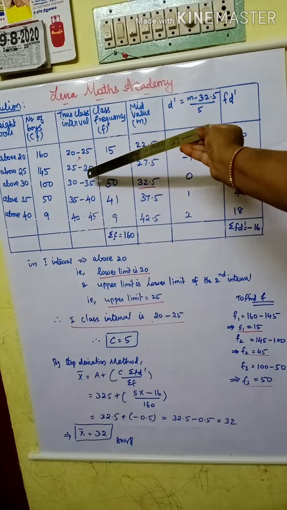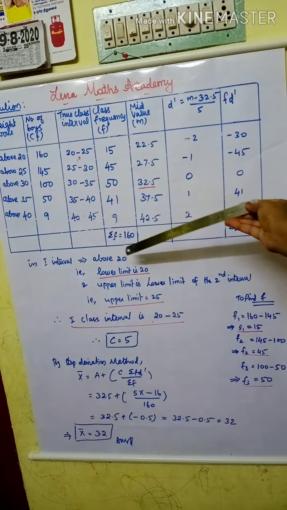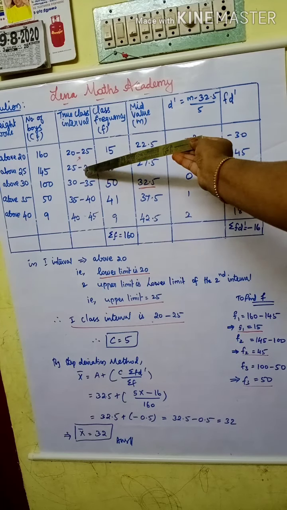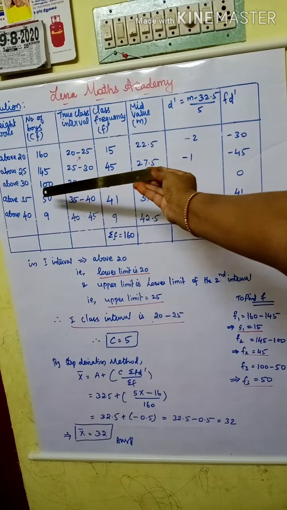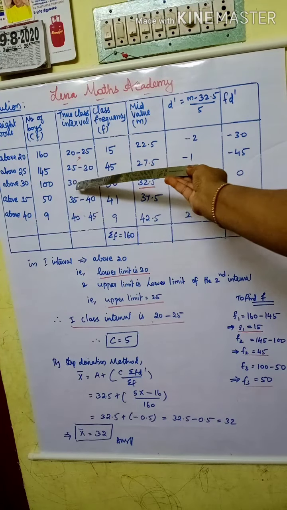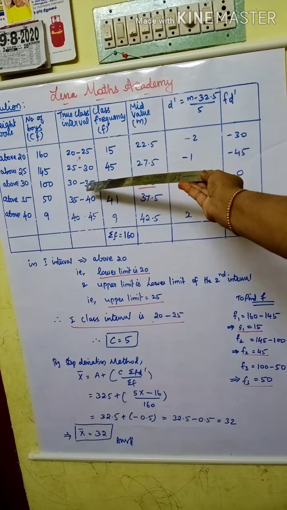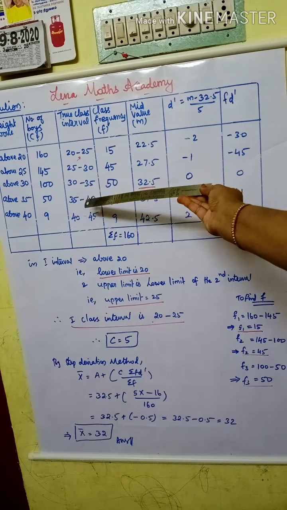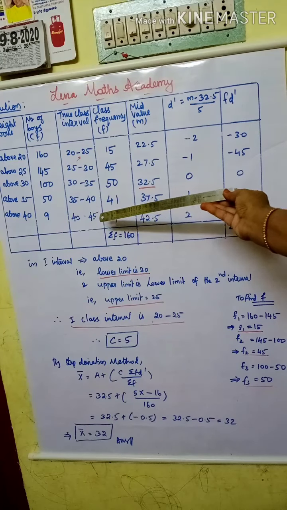Next class interval, above 25. So the lower limit is 25, and the upper limit is the lower limit of the third interval, 30. So 25 to 30. Similarly, we get 30 to 35, 35 to 40, 40 to 45.